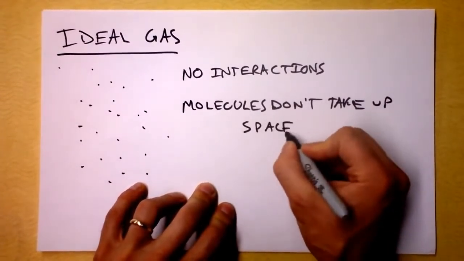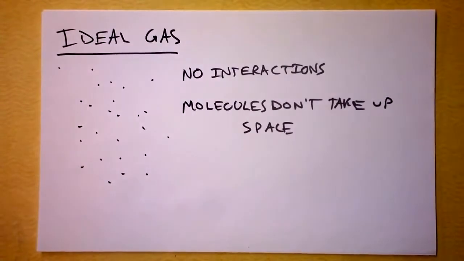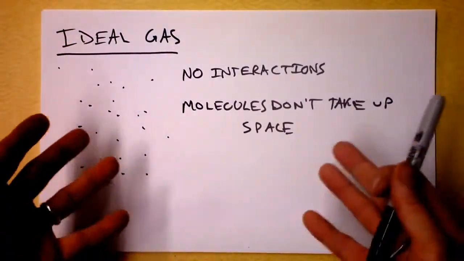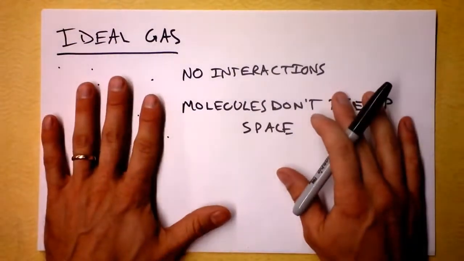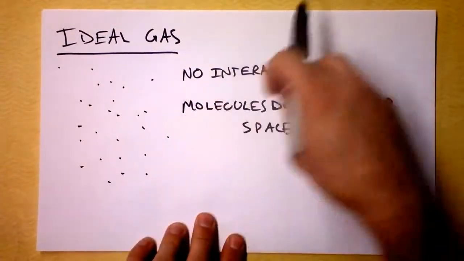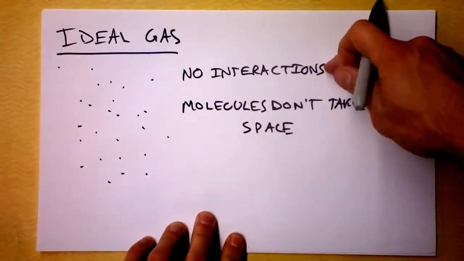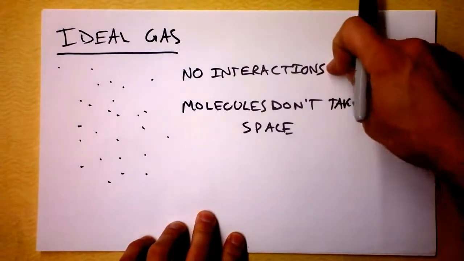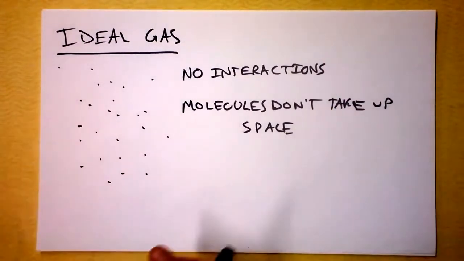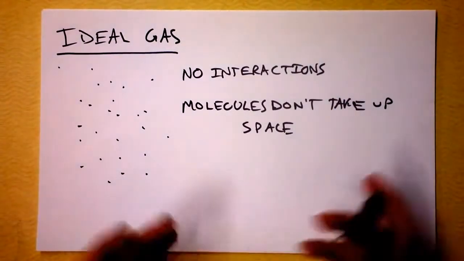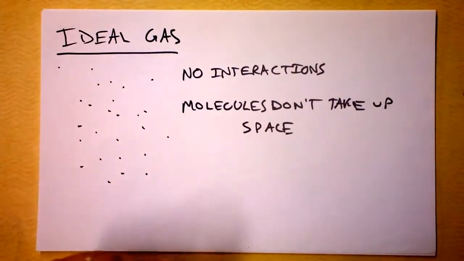So this lets us do all kinds of approximations. You know that the physical world is incredibly complicated, but we can start understanding gases by disregarding all interactions between the gas itself and saying that the molecules take up no space at all. Now, a lot of gases are pretty good approximations to an ideal gas.